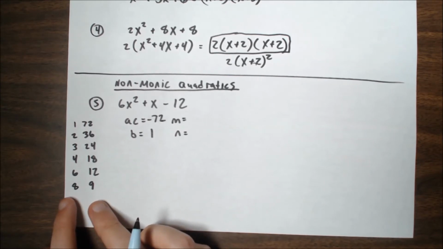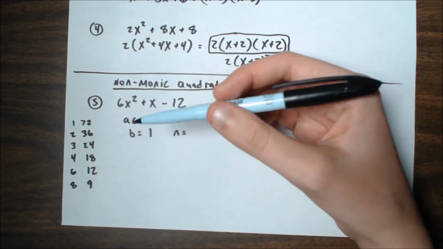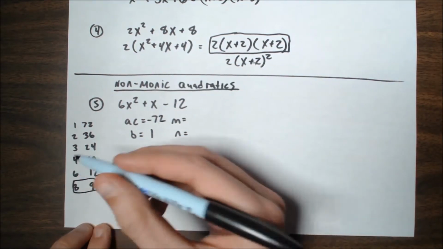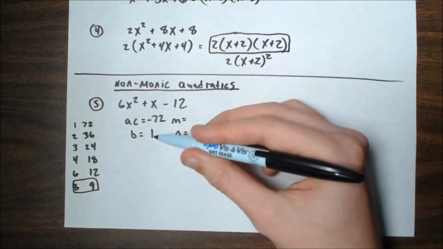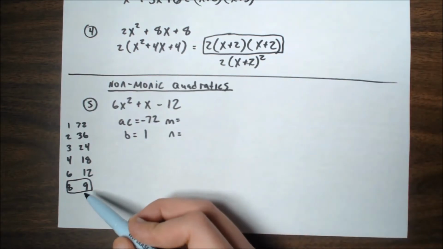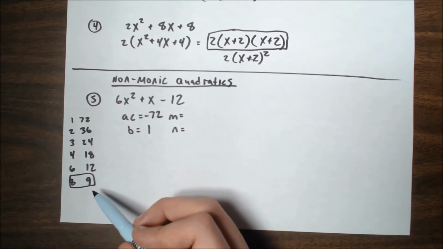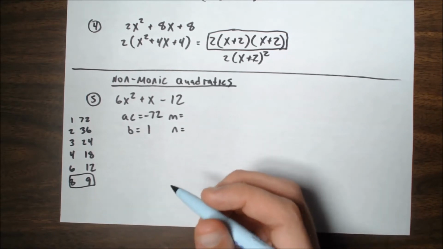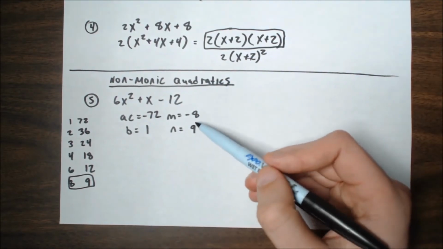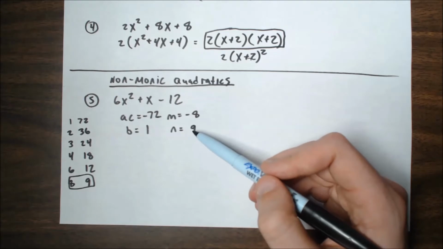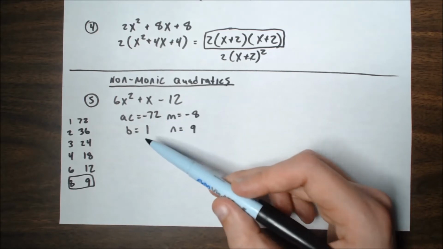But we got to get the signs right. Okay, so a times c is negative 72. That means if we're using the 8 and the 9, one of them's got to be positive and one of them's got to be negative. But when I add them together, I got to get a positive 1. So that means the 9 must be positive, sorry. We know they're different signs, so negative 8 and positive 9. Let's try this, okay? One's negative, one's positive, so when I multiply them together, I'm going to get negative 72. When I add those together, I'm going to get positive 1.